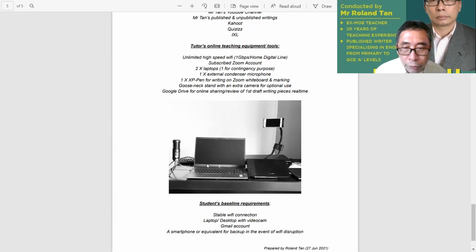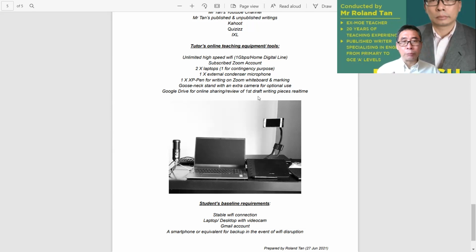I also have this XP-Pen board and the pen in front, which I use for writing on the Zoom whiteboard and also for marking on your work. I have this gooseneck stand with an extra camera for optional use, just in case again there's poor connection and students are being kicked out of the class due to connectivity reasons. You have to WhatsApp me and I can rely on my WhatsApp messages to help you to rejoin the class.